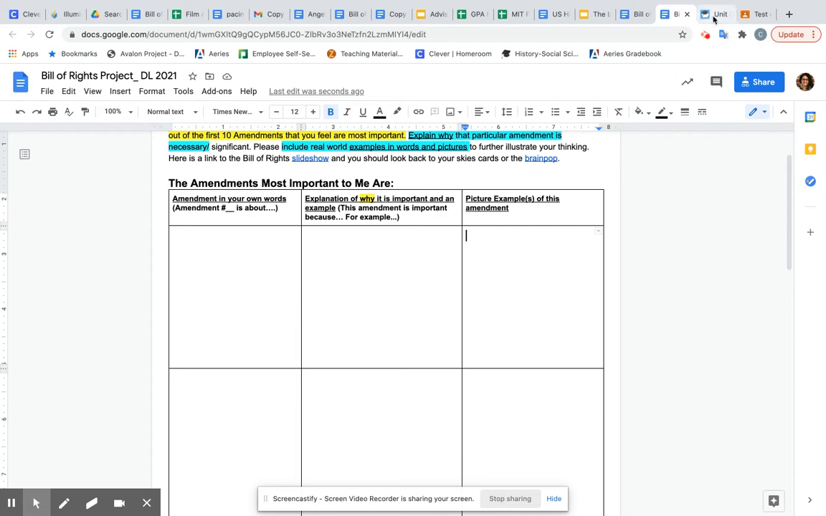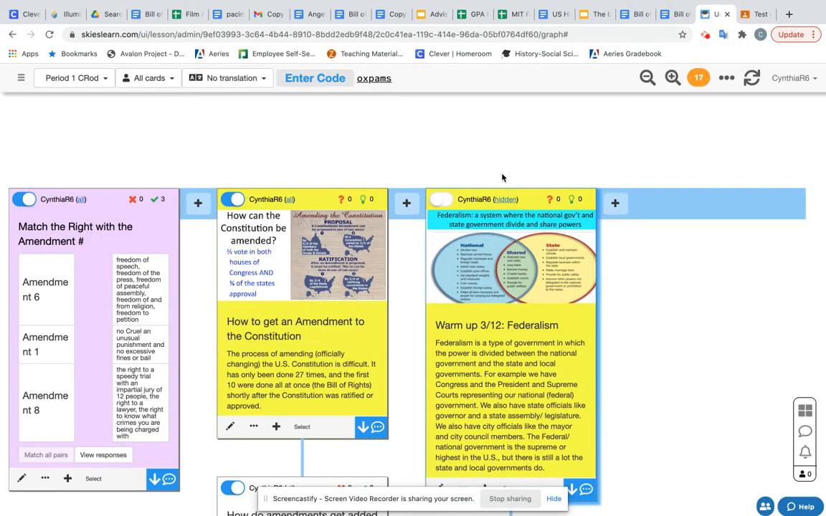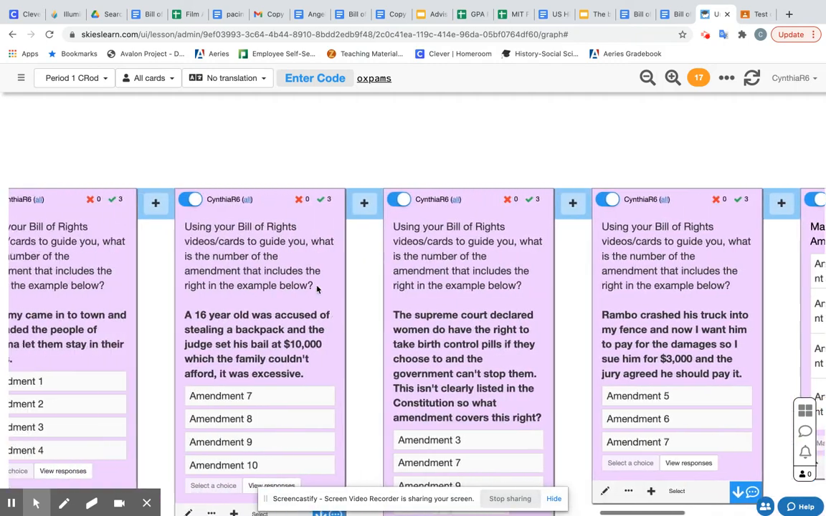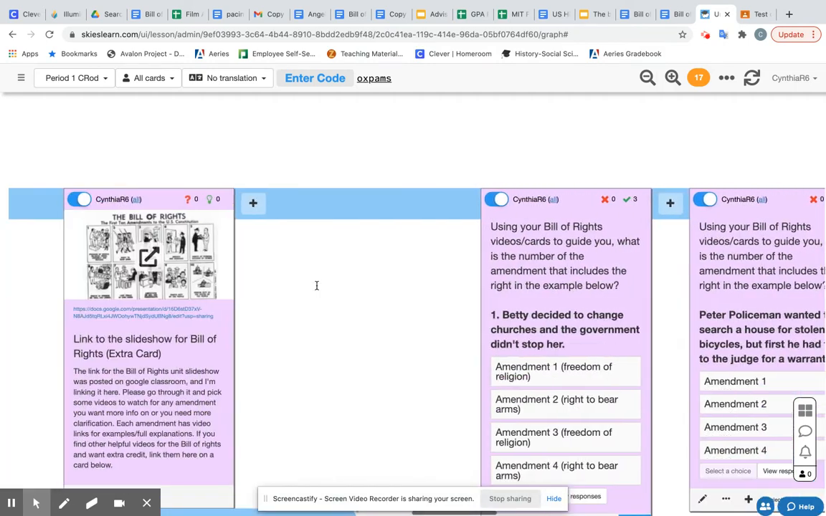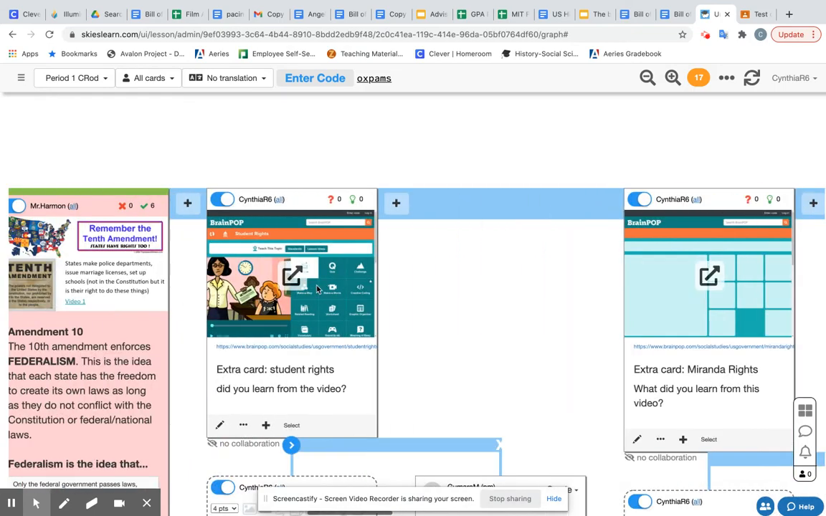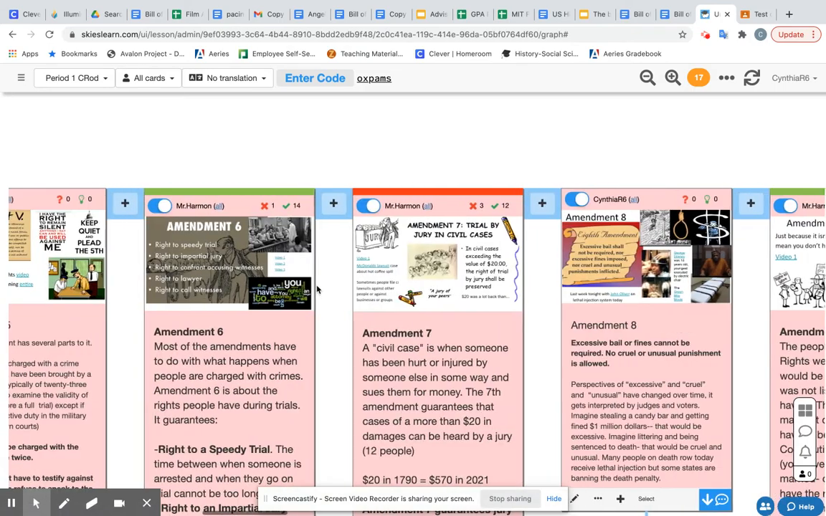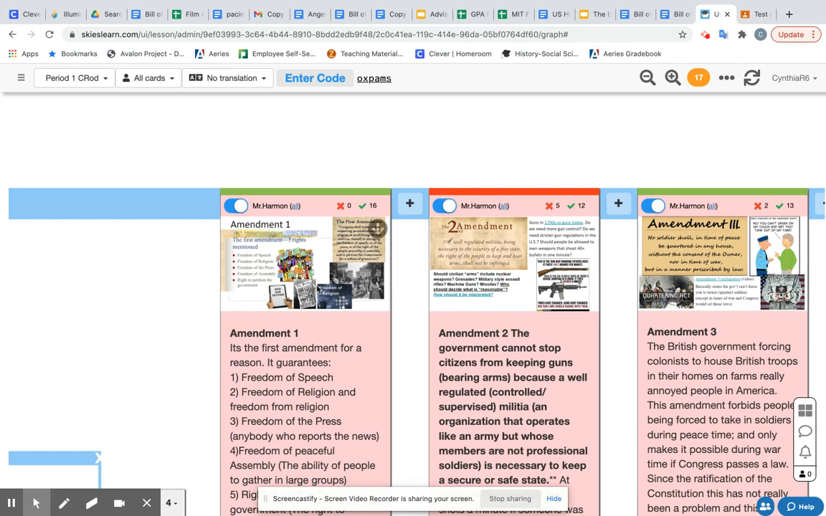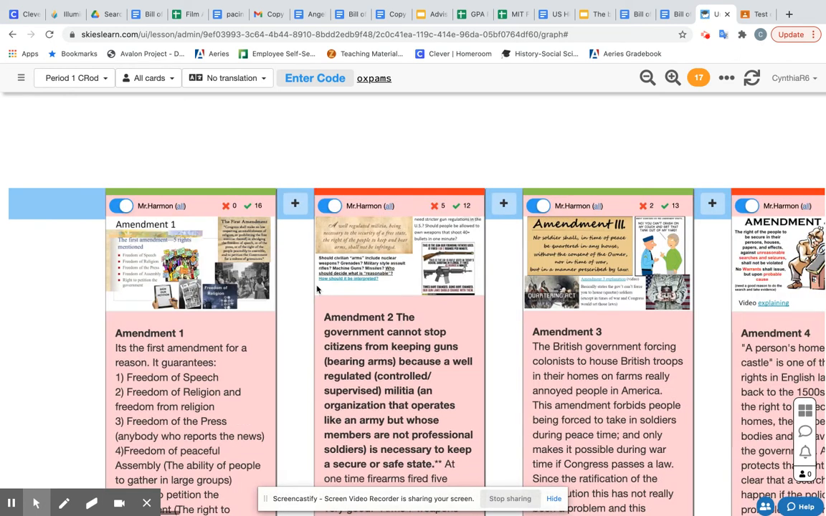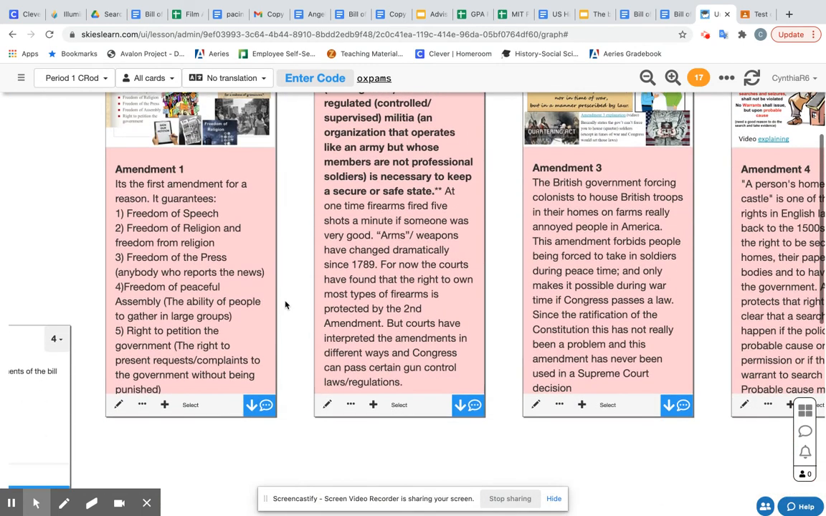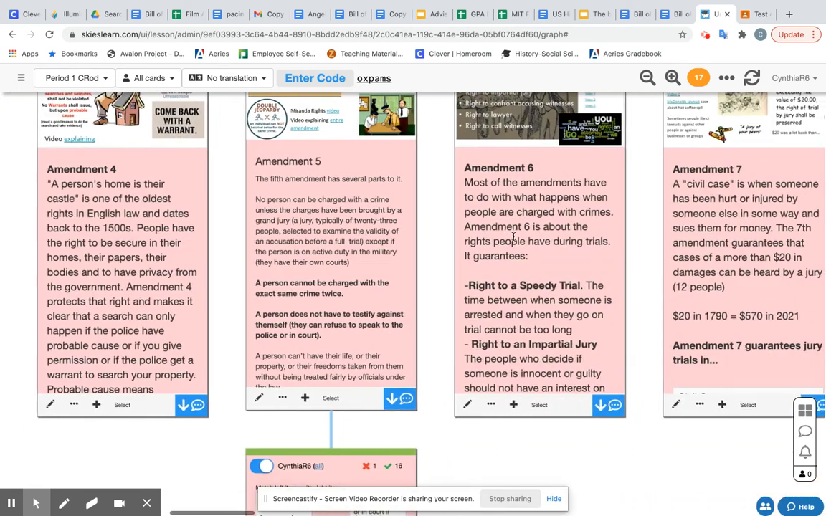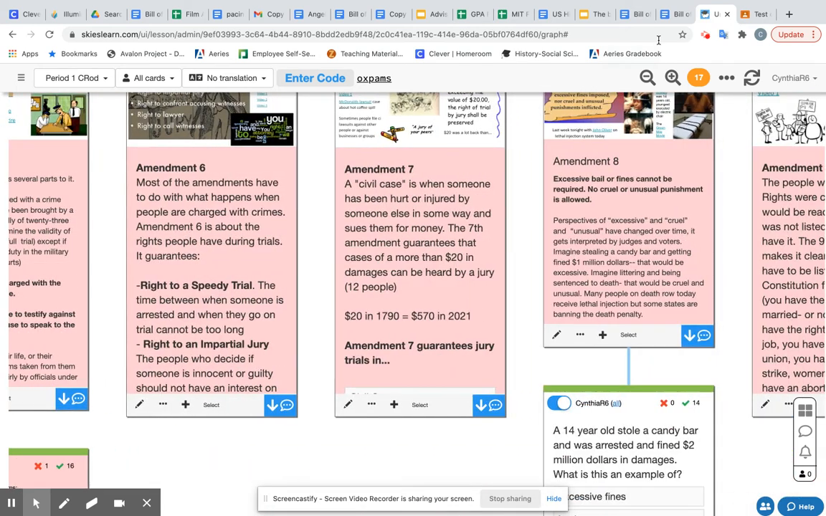And as a reminder, you have your SKYS cards with the descriptions of all of the amendments and with like questions and examples. There's videos there for you, including the Brain Pop video, which is also linked on this project document. And so you definitely want to make sure that you're paraphrasing, that you kind of explain in your own words what it's about. And all of the amendments are included here.